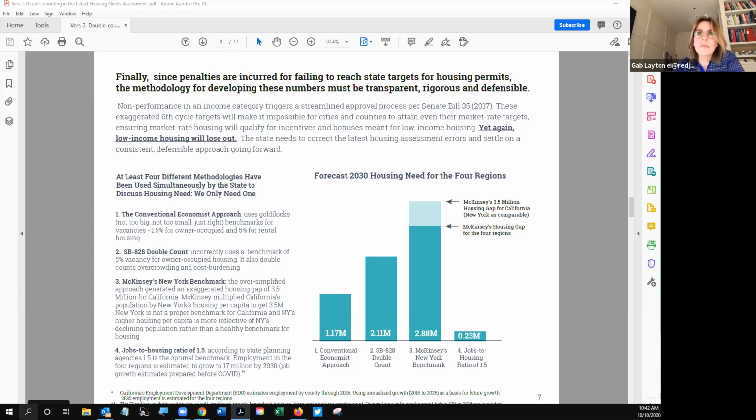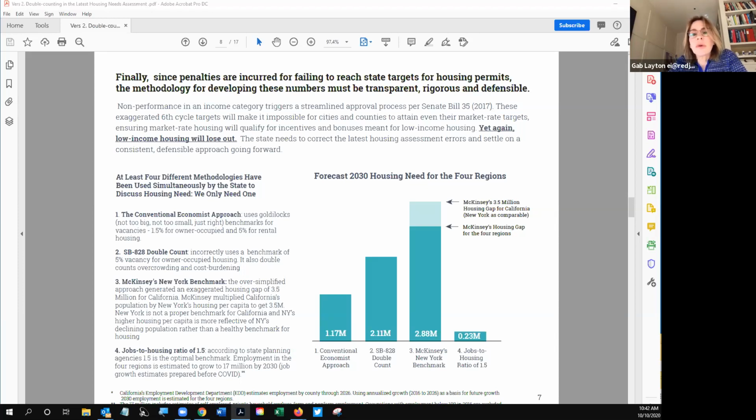I think some of these models don't play out what it really means in reality. What does that mean in terms of how many jobs you would have to have? What does it mean in terms of infrastructure needs for that many houses? And what does it mean in terms of transit?